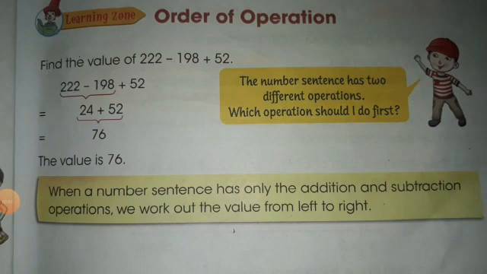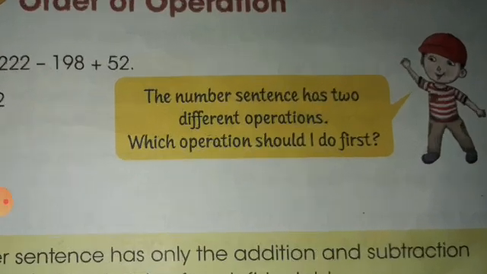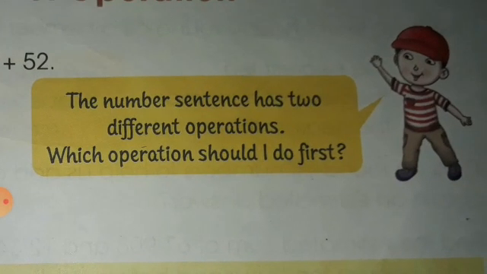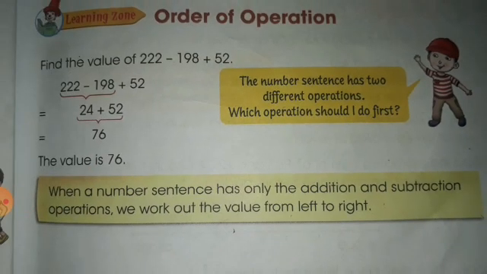On page number 31, we will start the topic order of operation. As you can see in this given example, there are two operations, subtraction and addition, given in one sentence. Here, Chunkle is thinking the number sentence has two different operations. Which operation should I do first? And here is the answer.